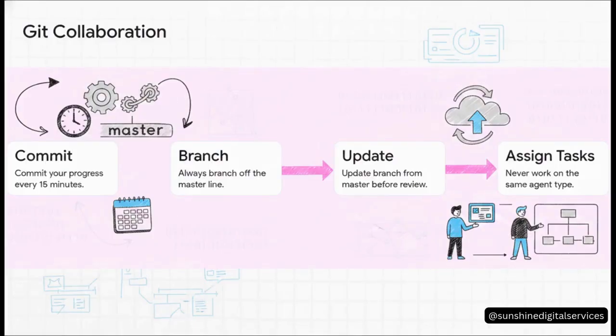Because AnyLogic is writing Java code in the background, 2 people touching the same element can completely break the model. So, master developers follow 4 golden rules for Git collaboration. Commit your progress every 15 minutes, always branch off the master line. Update your branch before asking for a review. And crucially, never have 2 developers work on the exact same agent type at the same time. Assigning one person to the visual UI and another to the functional logic ensures seamless teamwork.